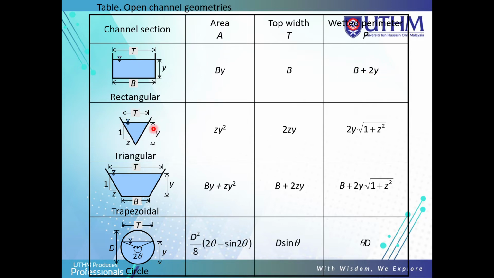For the triangular, Z times Y to the power of 2 is the area, and the top width is 2 times Z times Y, and the P and so on. Don't worry about these geometries, because this whole table is given to you in your test or your final. You just need to know how to find the area, the top width T, and the P based on the different types of channel section: rectangular, triangular, trapezoidal, and also circle.